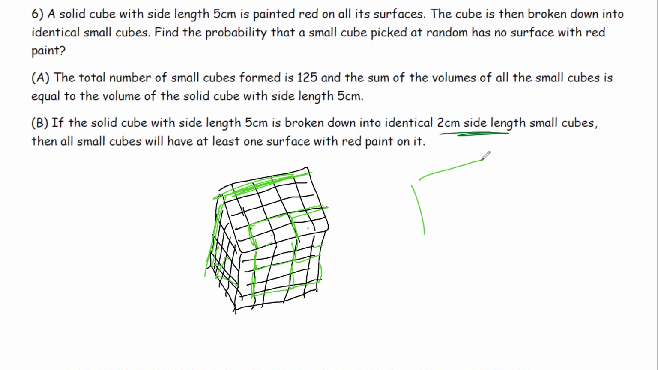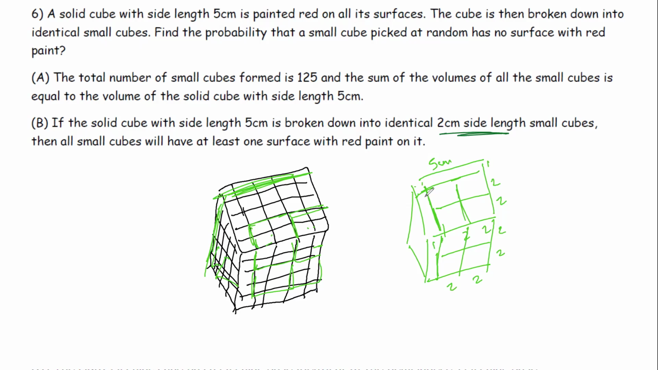So again, let me draw a neat diagram. So if this is 5 centimeters in length, then this is what I'm talking about. This is 2 and 2 and 1, 2 and 2 and 1. So what I'm essentially talking about is 2 and 2, 2 and 2. So I'm essentially forming 8 cubes, 4 on the top and 4 at the bottom, right? And they all are painted red on the outside.